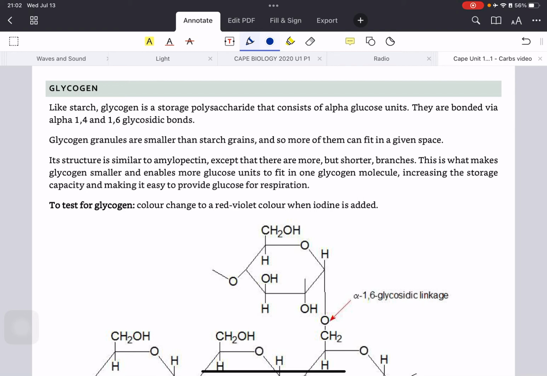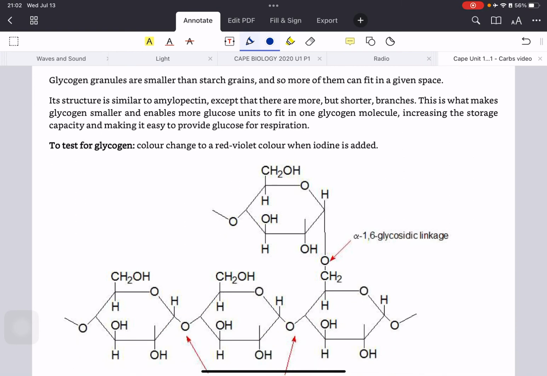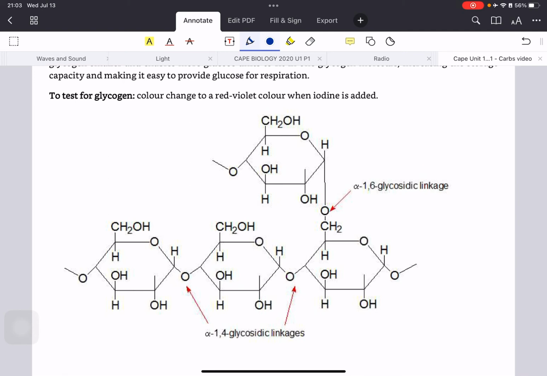And because it's smaller, a lot more could fit in a given space, right? So again, its structure is similar to amylopectin because it's alpha 1,4 and alpha 1,6 glycosidic bonds, but in this case, they are just more and shorter branches, right? So it occurs more frequently, and the branches are shorter. But essentially, it's the exact same way to draw as amylopectin. So it's basically amylopectin. Very important.